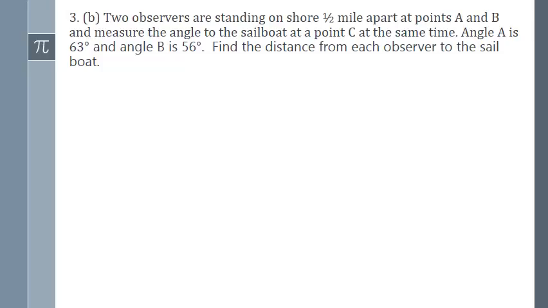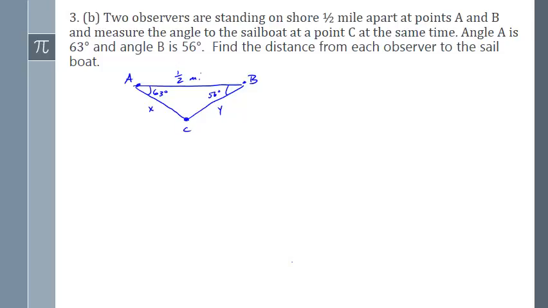3B, so we've got two observers standing on a shoreline half mile apart. So here's A, there's B, half a mile. And they measure the angle to a sailboat, out here angle C. And we're told the angle A is 63 degrees, angle B is 56 degrees, and find the distance from each observer to the sailboat. So that's going to be the distance from A to C and the distance from B to C.